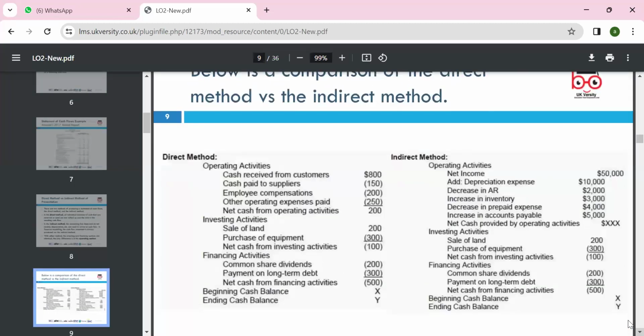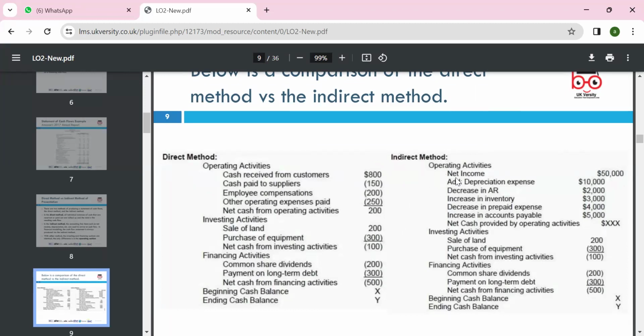So here is the layout. Under operating activities we have cash received from customers, cash paid to suppliers, employee compensation, and others. Then we reconcile cash from investing and cash from financing, and we can say this is the total cash.